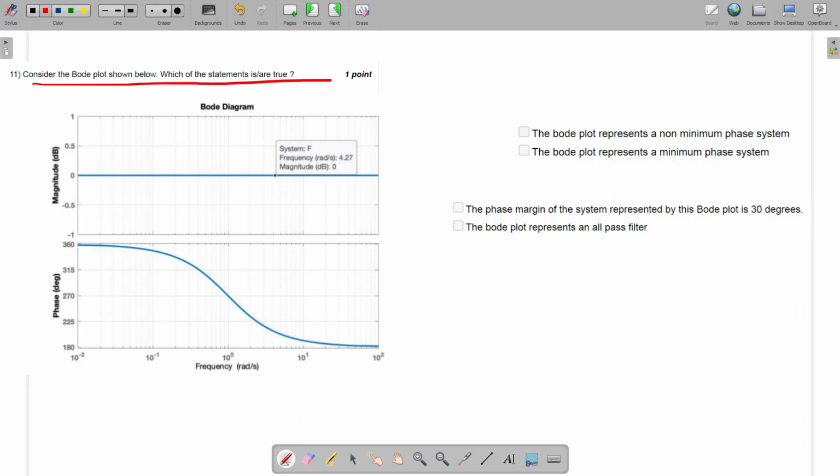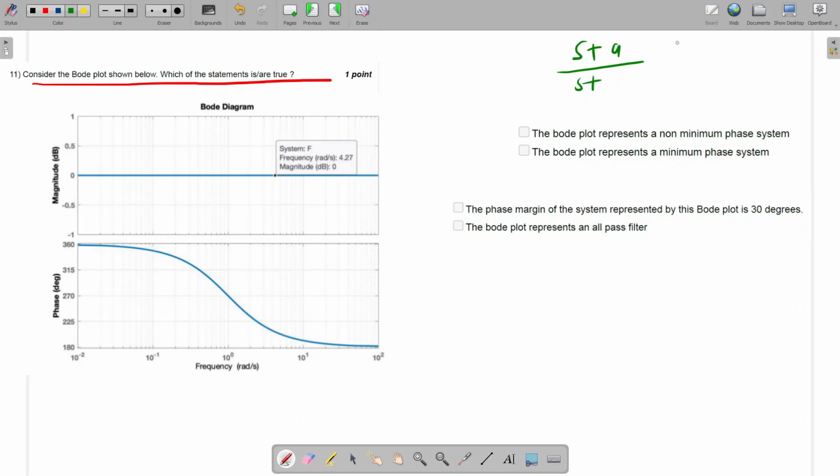As omega tends to infinity, the phase angle is going from 360 to 180. Correct? This is possible only when it is a non-minimum phase kind of system. The magnitude is constant means it will be some s plus a divided by s plus b, with the same pole and zero point, I think.